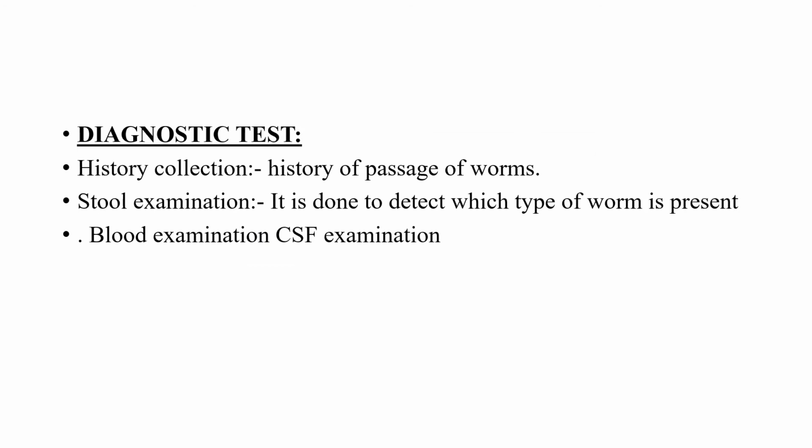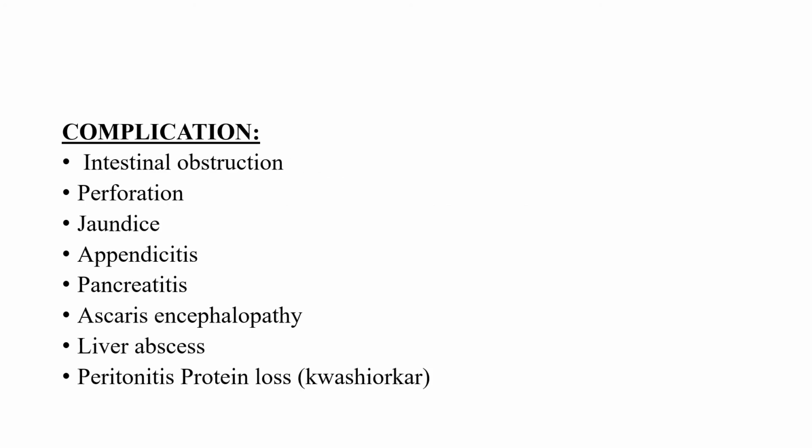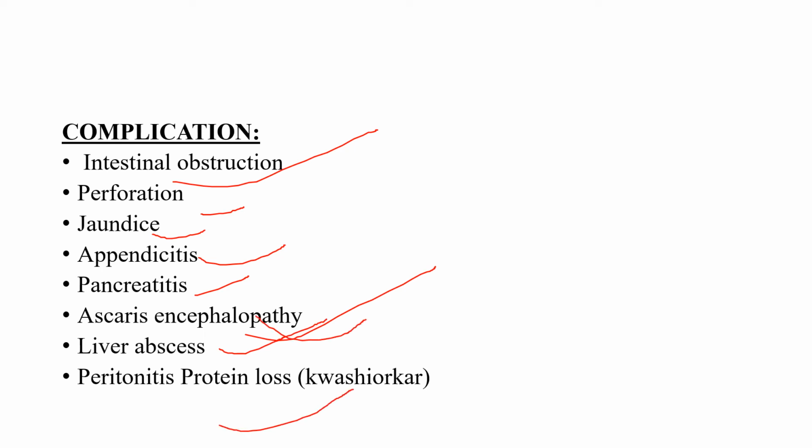Next, we are going to discuss diagnostic tests. We can do history collection, stool examination, blood examination, CSF examination. Now, complications. In the complications, first is intestinal obstruction, perforation, jaundice, appendicitis, pancreatitis, ascaris encephalitis, ascaris encephalopathy, liver abscess, peritonitis, protein loss, or quadriplegia may develop in the child.